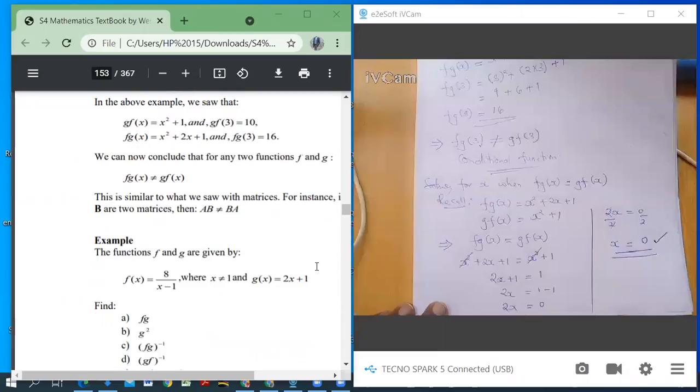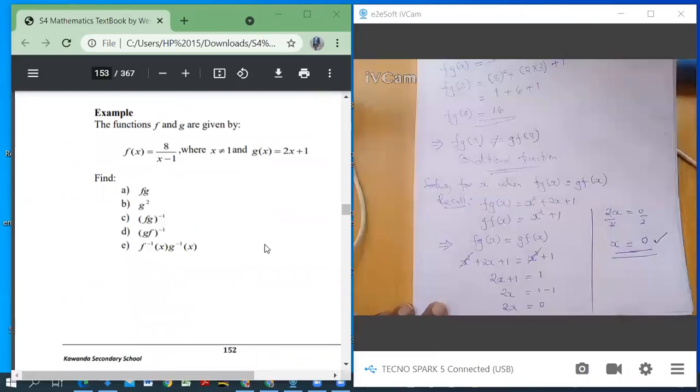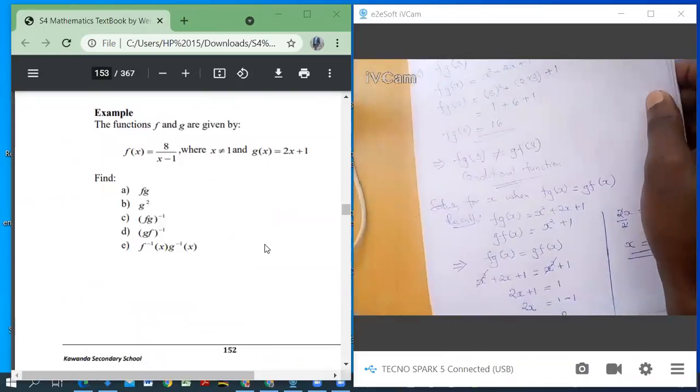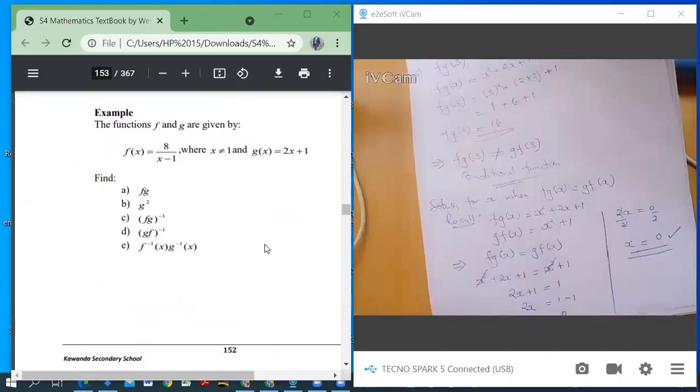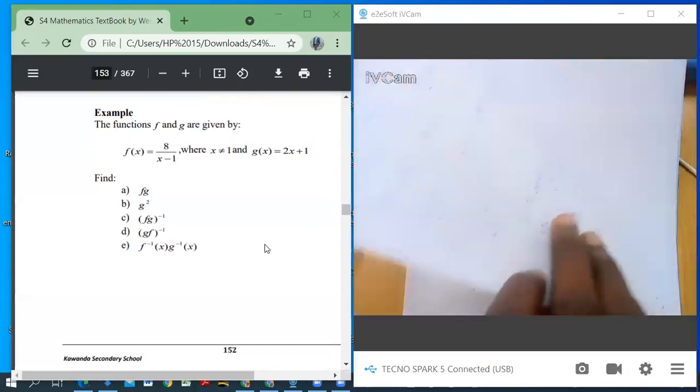All right, the example is there. Can you write it down? Teacher, I'm not seeing it. The question is there, the question is on your screen. We are seeing, yes, it's on your screen.